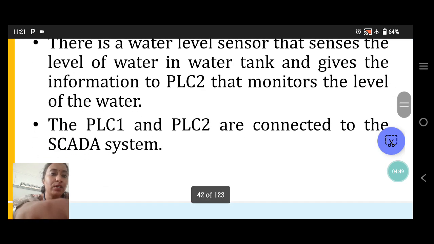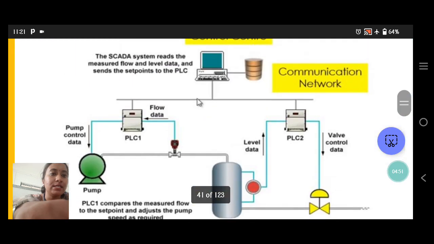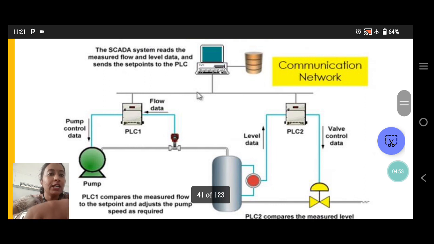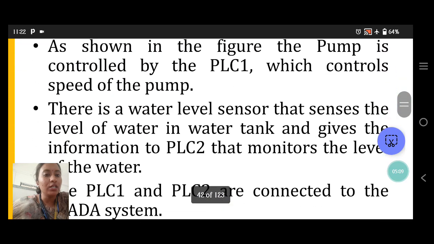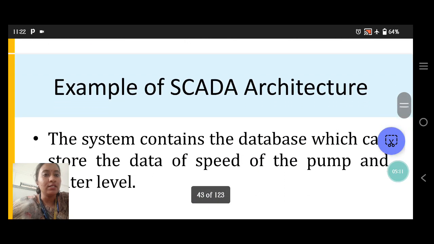The PLC1 and PLC2 are connected to the SCADA system through a bus. Both are connected to SCADA. SCADA is nothing but software interconnected with hardware. The software is used on a computer, which is connected to the hardware, so it intimates and gives the information to the SCADA system.